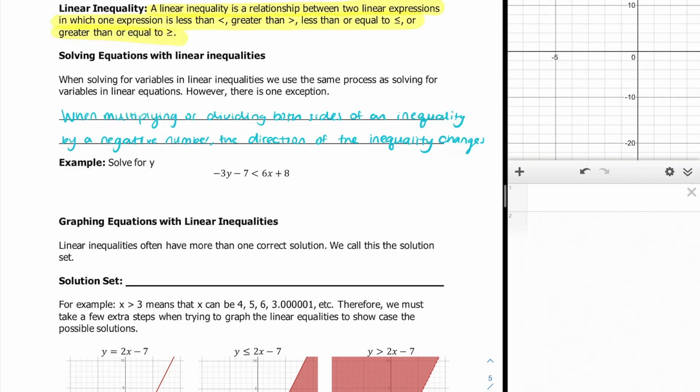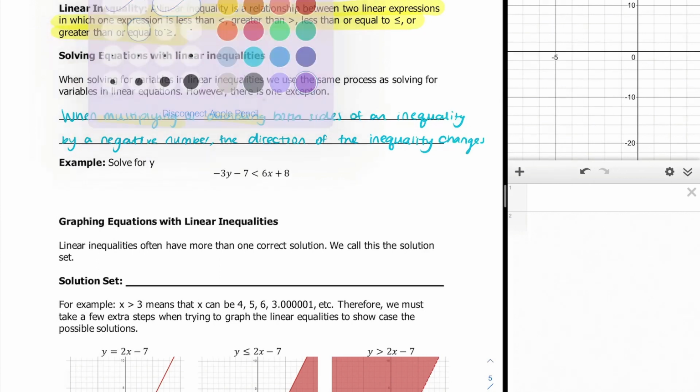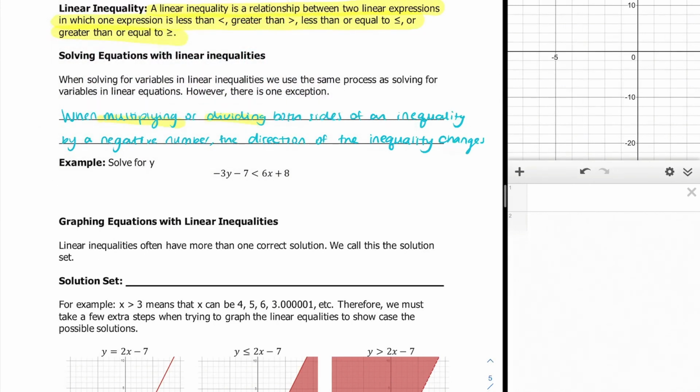All right, so when dividing or multiplying both sides of an inequality by a negative number, the direction of the inequality changes. Notice how it only says multiplying or dividing, and it has to be done to both sides. So if we have something like adding 3 or subtracting 3 to both sides, that doesn't change anything at all. It's only multiplying or dividing, okay? So below we have an example where we could see that happening.